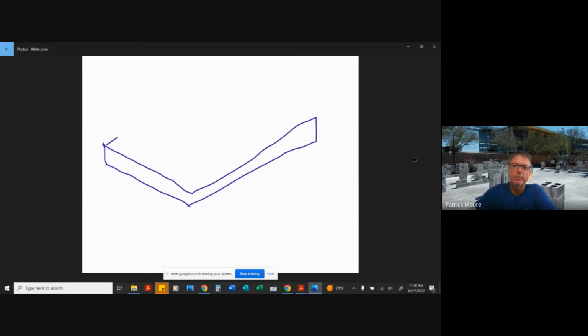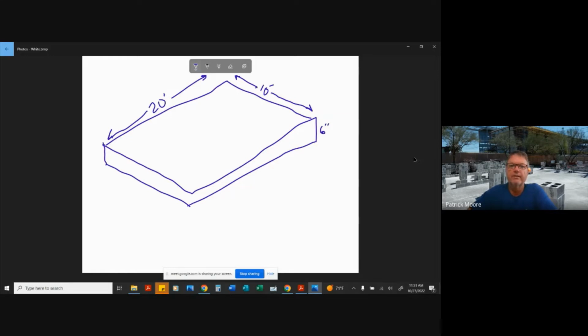A slab we're going to pour. And let's say it's 20 feet long. Just to make it easy, let's say it's 10 feet wide. And here's the feet. And how thick are we going to make it? Let's say we make it 6 inches thick. So now we have feet and inches. And then we want our answer in yards cubed.